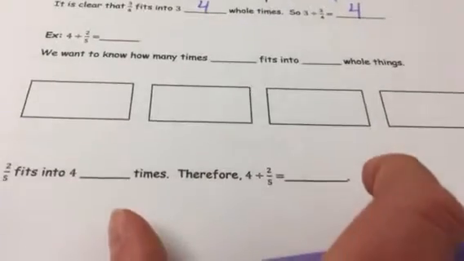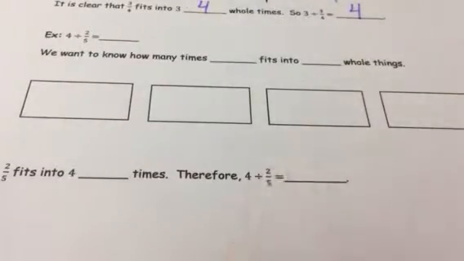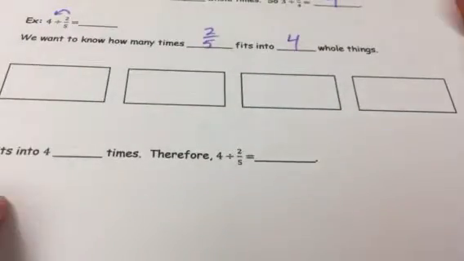Let's do another example. 4 divided by 2/5. We want to know how many times 2/5 fits into 4. So we want to know how many times 2/5 fits into 4 whole things. So here are my 4 whole things. I'm going to go ahead and break these up into fifths.